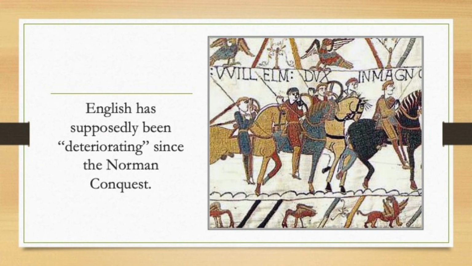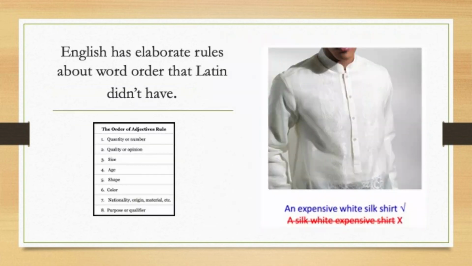Conquest, when Old English lost most of its grammatical infrastructure and became Middle English. But the truth is that some of that lost infrastructure wasn't lost at all. It was replaced by new tools that Latin didn't have. English has elaborate rules about word order, for example. We learn them as children, and they don't appear in most grammar books.